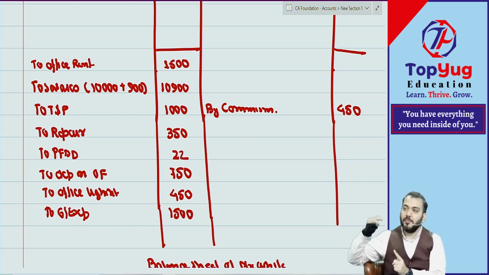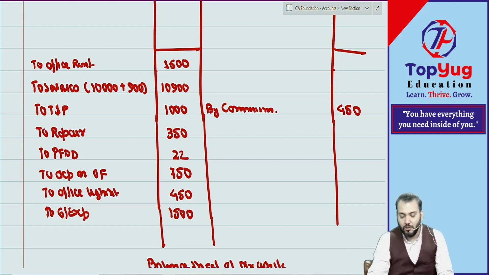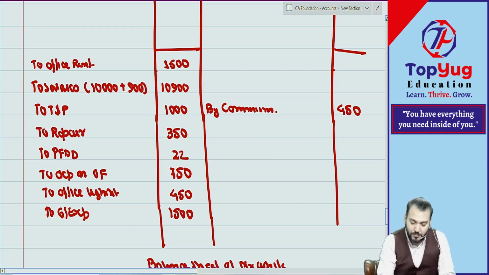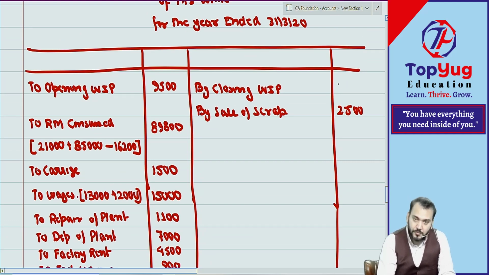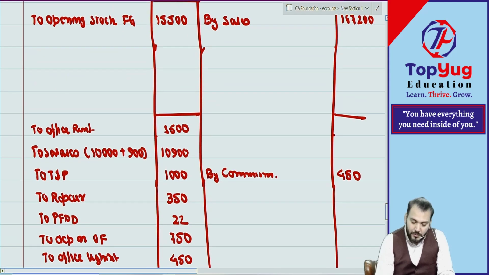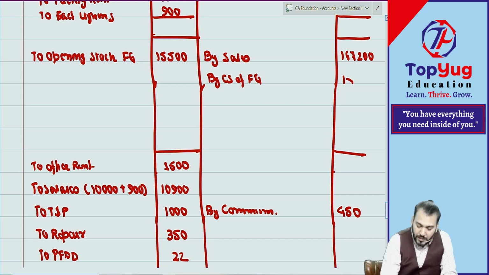Don't search item one by one. All items of trial balance, now just see whether all adjustments are done. You will find closing stock not done. What is the closing stock of WIP? 7,800. Closing stock of raw material we have written. Then what is the closing stock of finished goods? 18,100. This all closing stock will go where?